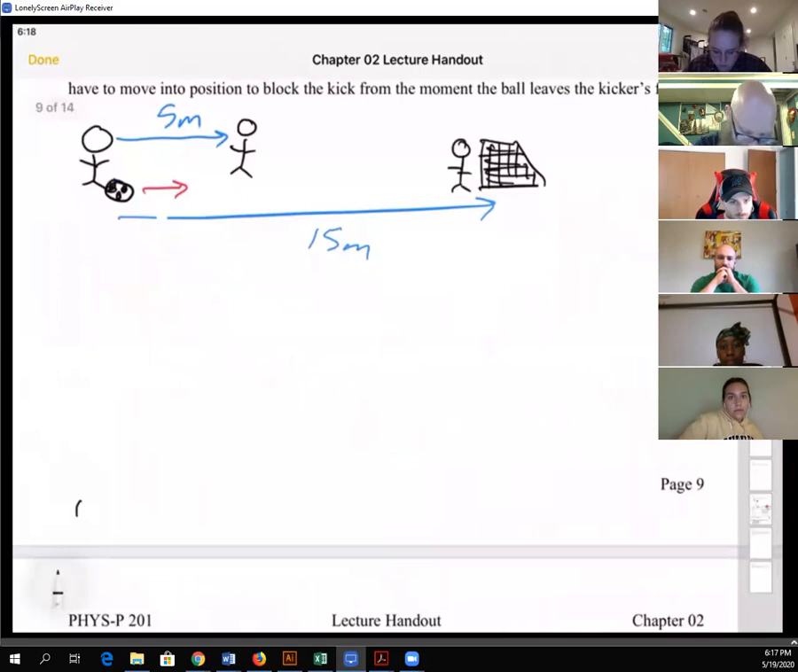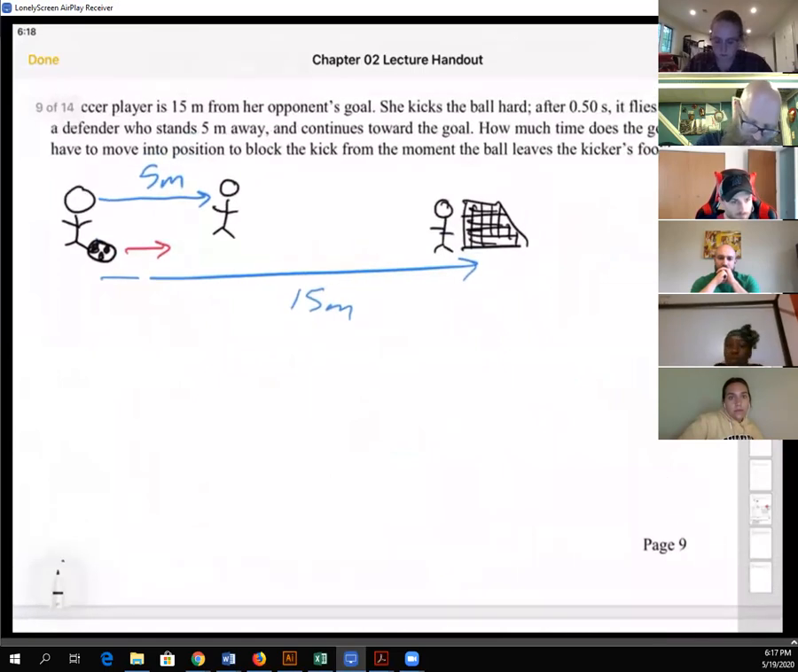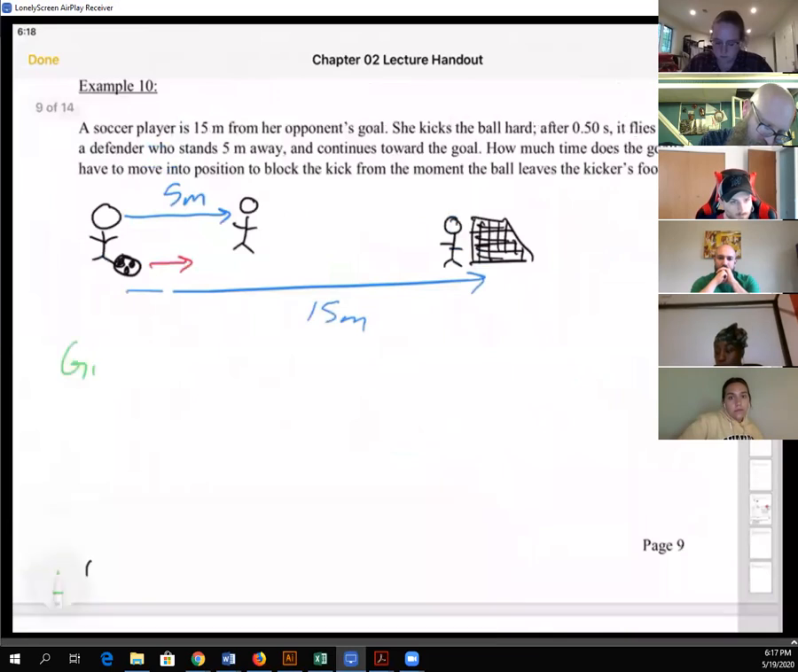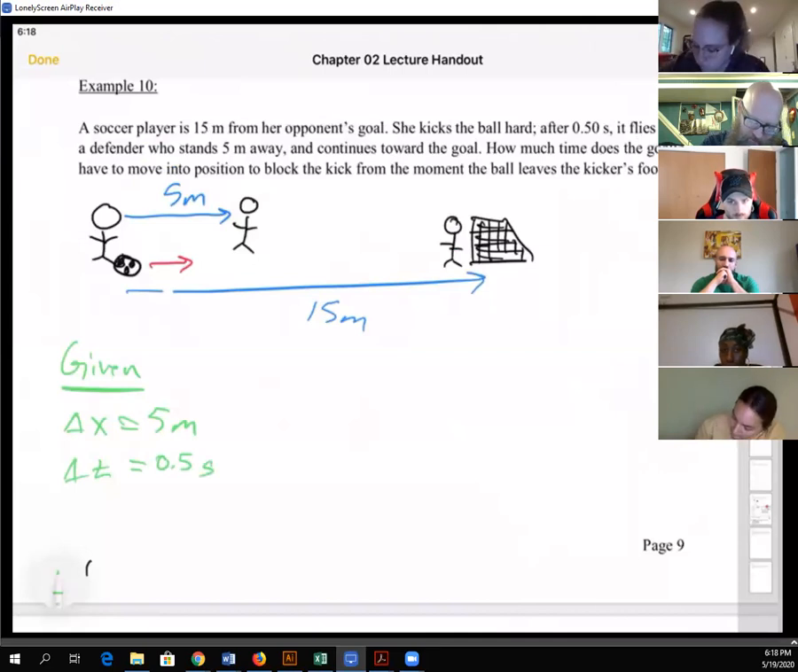So we drew a picture, and now we're going to collect information. What is given to me? Well, I know there is a delta x of 5 meters that's associated with a delta t of half a second. I could call this delta x1 and delta t1. And then there's another delta x, call it delta x2, of 15 meters, and maybe that's all I know.